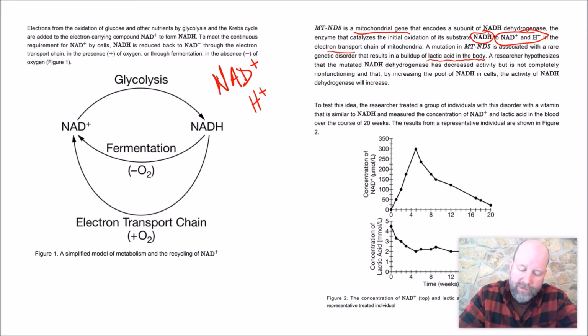The researcher hypothesizes that the mutated enzyme has decreased activity but is not completely non-functioning. That's not surprising. You probably wouldn't be alive if it was completely non-functioning. If you increase the amount of NADH, the activity will increase. To test the idea, here's some data, blah, blah, blah. All right, let's see what the questions are.